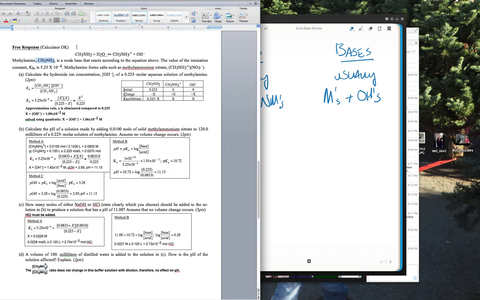All right. So free response number one, we have this methylamine, a weak base, and this reaction with water. It gains an H and you get OH minus. So the Kb is 5.25 times 10 to the negative fourth. Methylamine forms salts such as methyl ammonium nitrate.